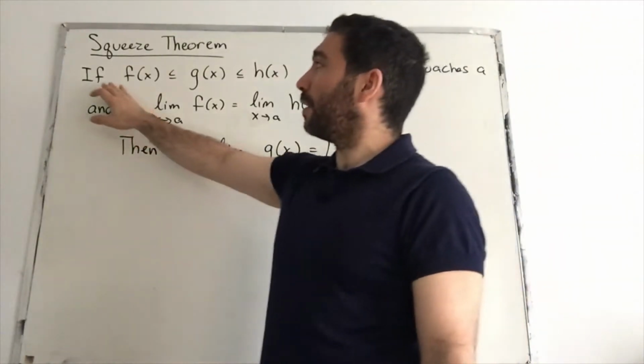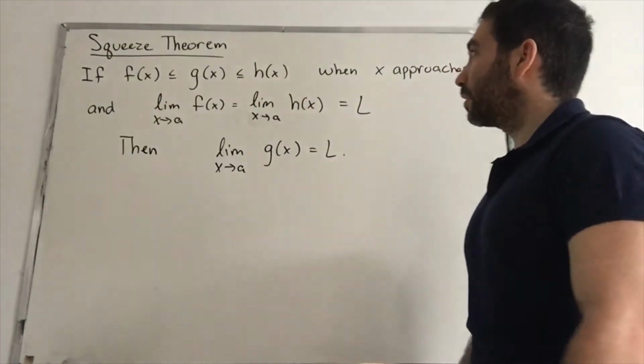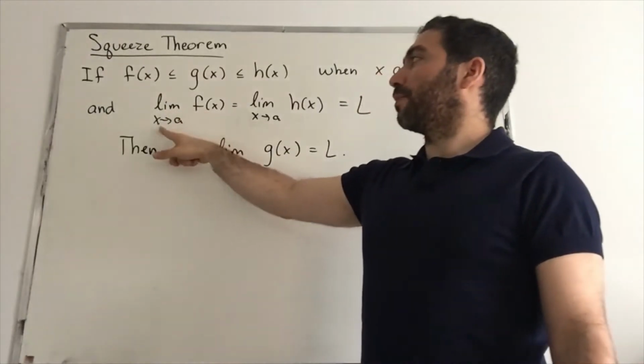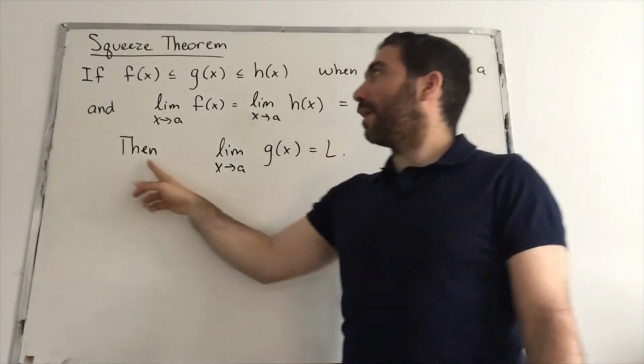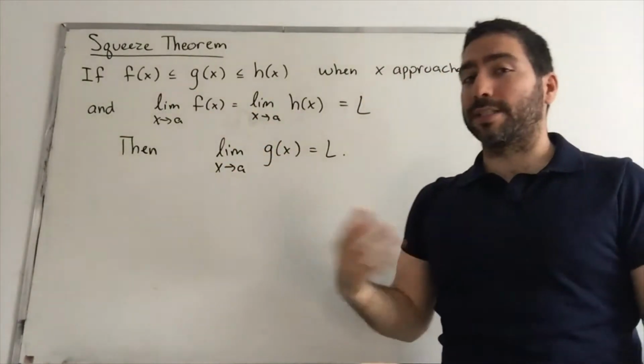So it states that if f of x is smaller or equal to g of x, which is smaller or equal to h of x, when x approaches some value a, and the limit of f of x as x approaches a and the limit of h of x as x approaches a is equal to some limit, then g of x, which is in between the two values, f and h, also goes to that same limit.